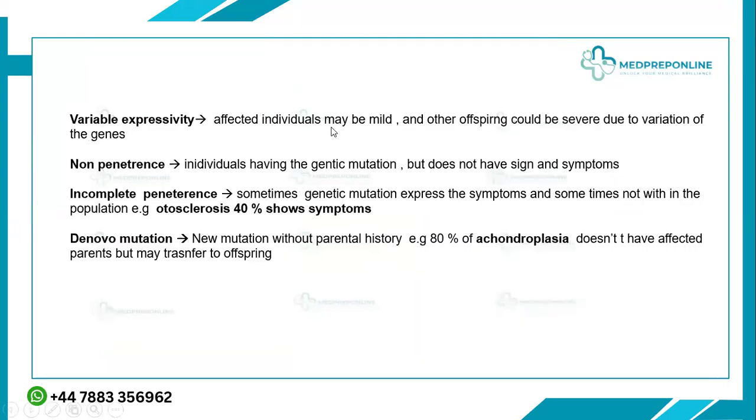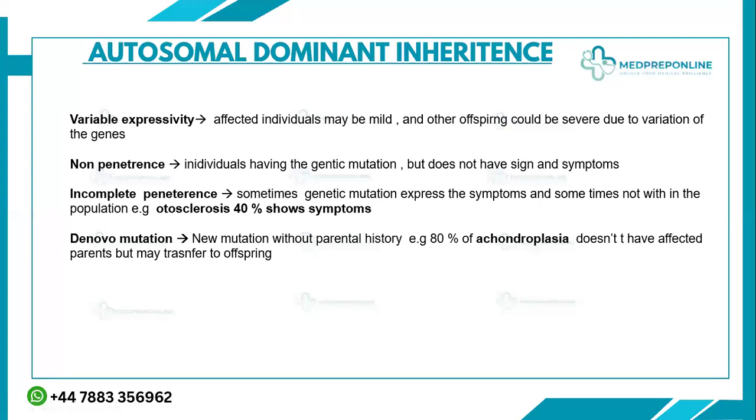Next, we have the types of expressivity. When we talk about autosomal dominant or autosomal recessive inheritance, we have certain conditions known as variable expressivity, non-penetrance, incomplete penetrance, or de novo mutation. So there are these types of variation in autosomal inheritance. This is important for exam questions because they can ask you. There are some definitions which are also given in the SOP and in the illustrated pediatric textbook.